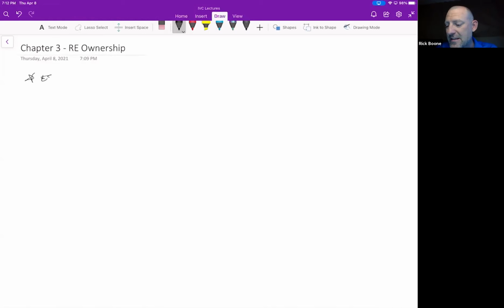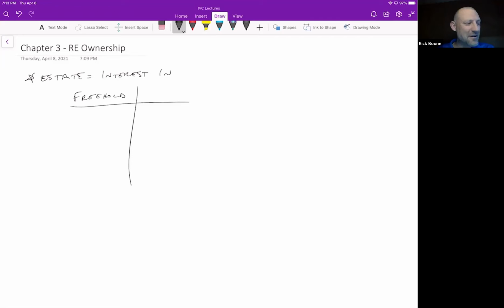First off, an estate. An estate means interest in real estate. So instead of trying to define it further, I'm going to give you some examples. We see estates in real estate in two different ways. First off is a freehold estate. The second one is called a less than freehold estate. And so instead of trying to define these further, I want to give you some examples. And so let's start with the freehold estate.